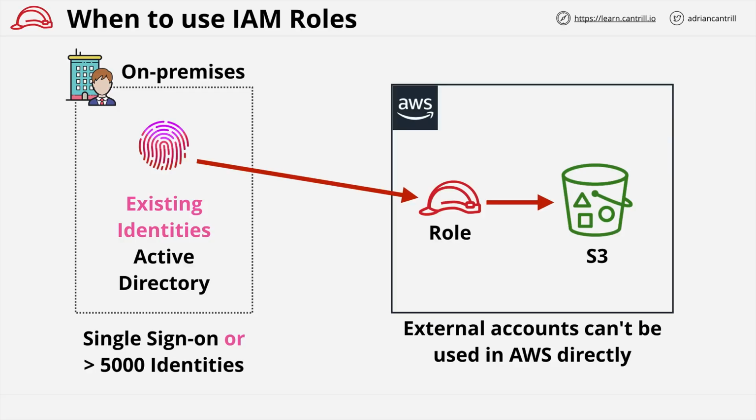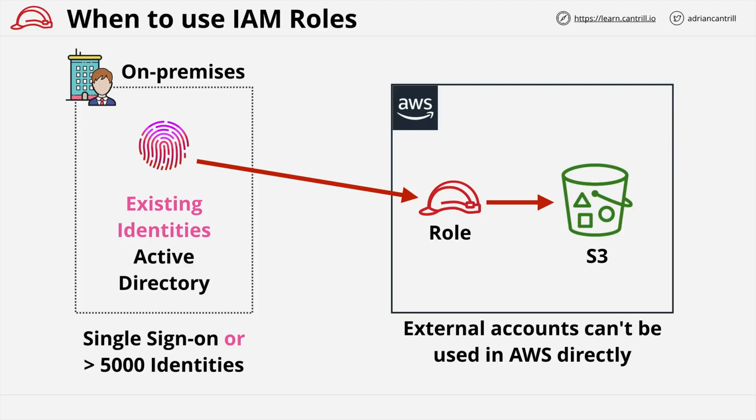Now, why roles are so important when an existing ID provider, such as Active Directory, is involved, is that, remember, there is this 5,000 IAM user limit in an account. So if your business has more than 5,000 accounts, then you can't simply create an IAM user for each of those accounts, even if you wanted to. 5,000 is a hard limit. It can't be changed. Even if you could create more than 5,000 IAM users, would you actually want to manage 5,000 extra accounts?